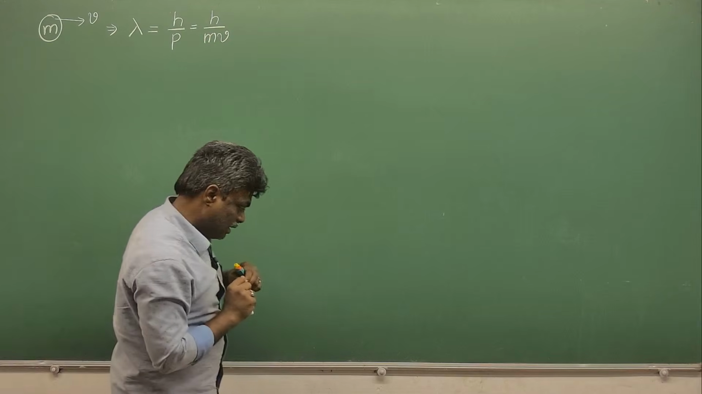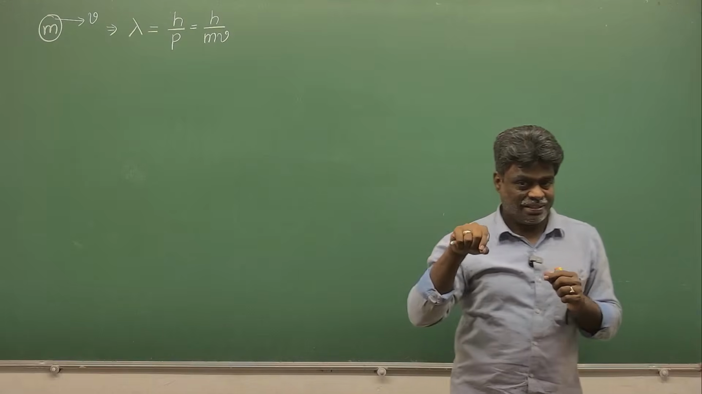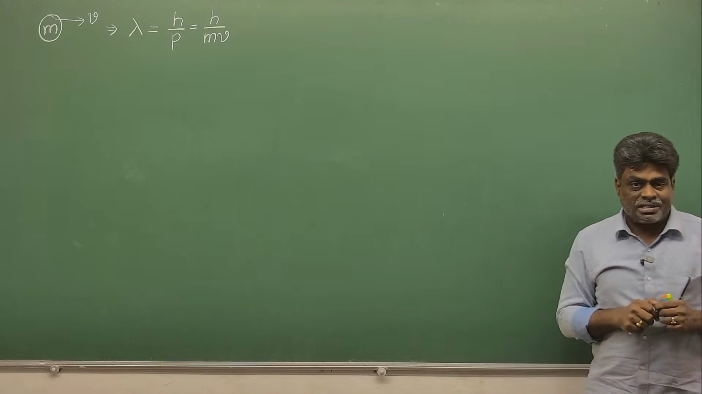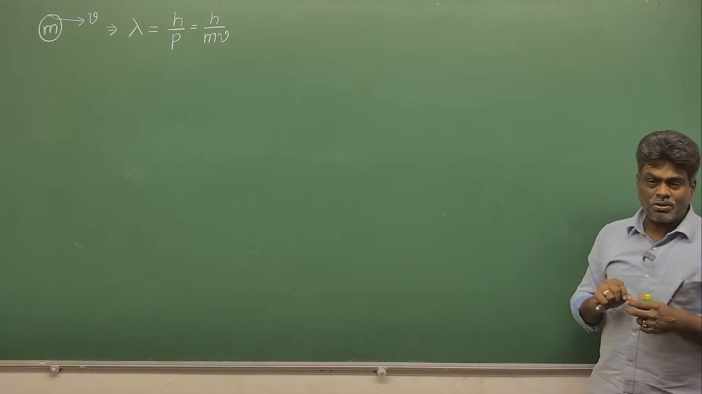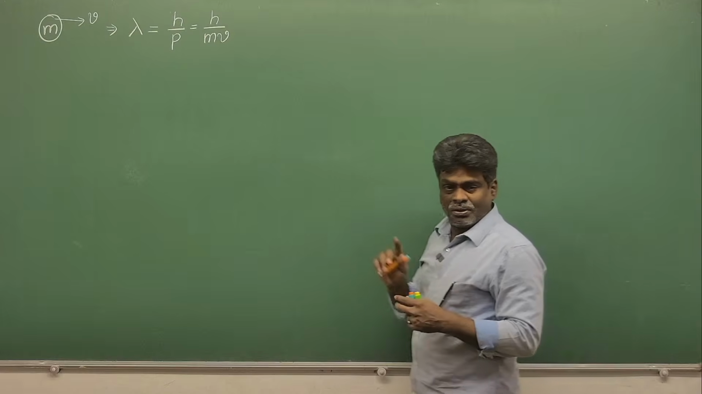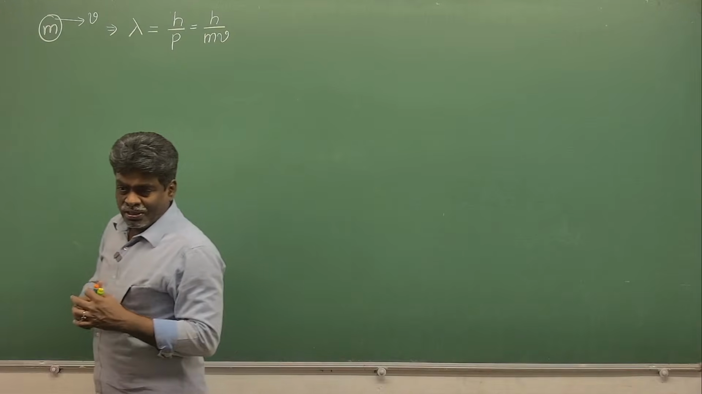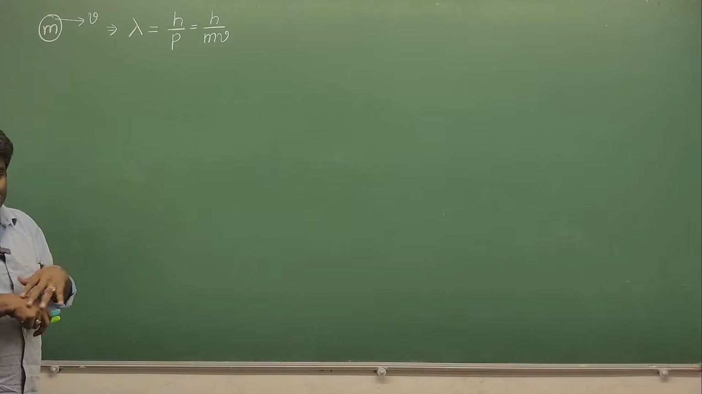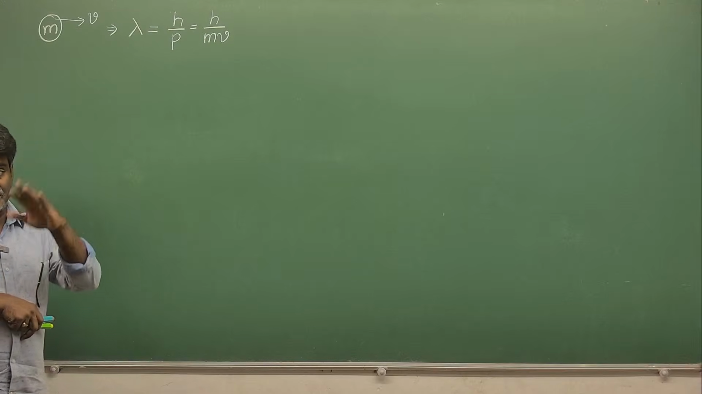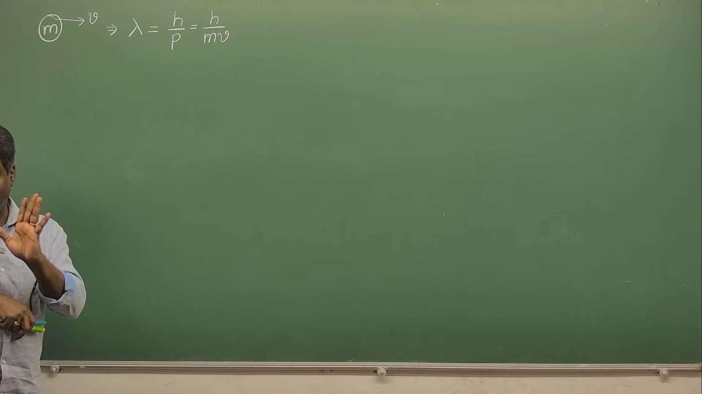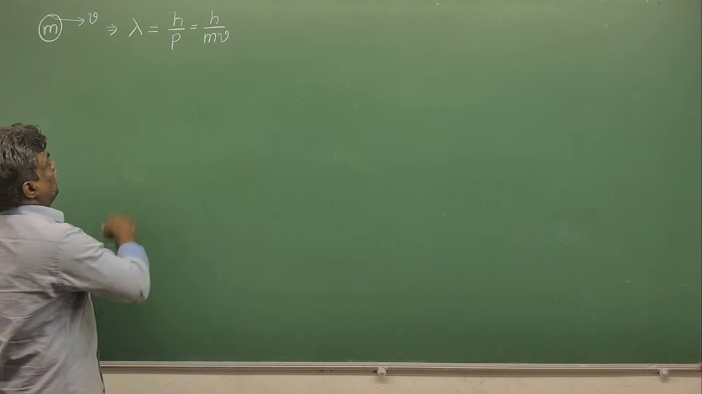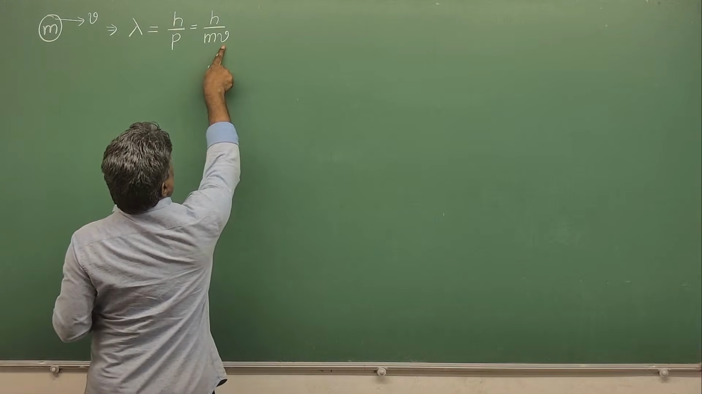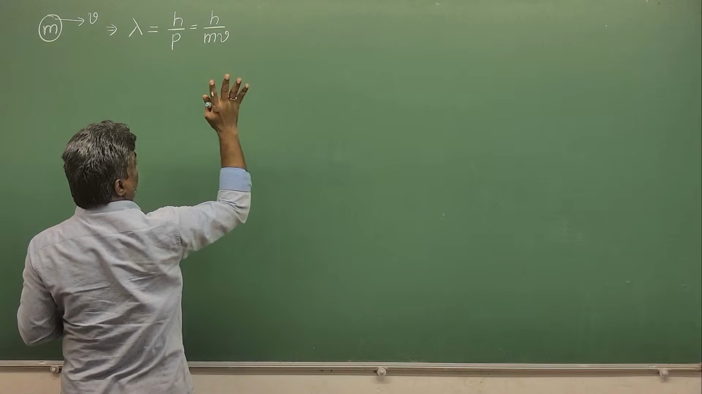You can ask one thing: if the particle is at rest, does this wavelength exist or not? Please put v equal to 0 there. V equal to 0 means lambda is what? Infinite. But don't think infinite is a value. It is undefined. So that's why a particle at rest does not have any wavelength.